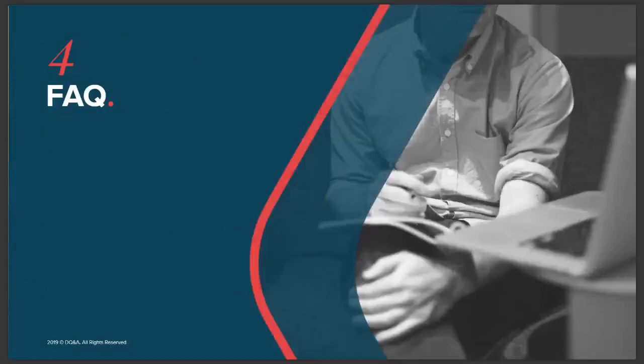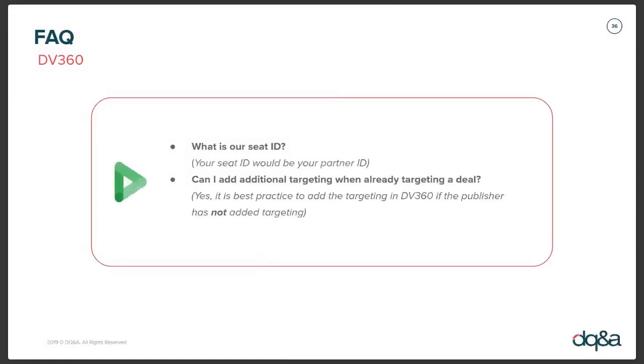So now we have a couple of FAQ from the DV360 side. I've gone through mine, so I'll hand over to Devin. Cool. Most of the questions we get asked from the buyer side is, what is our seat ID? In order for Ad Manager to push through any deals, they need the seat ID. The seat ID is essentially your partner ID, which you can find under your partner level basic settings. And the next question, as we touched on quite a bit today, is can I add additional targeting when already targeting a deal? It is best practice, so you are able to do it, but it's best practice to only do it if you've either agreed the targeting with the seller or if they're not adding any targeting on their side.